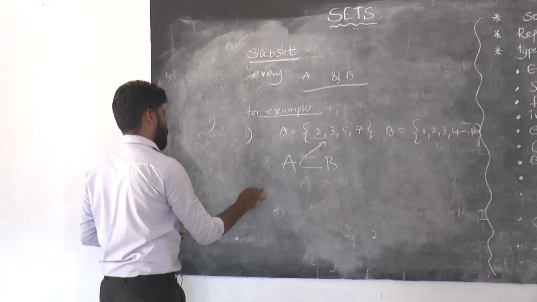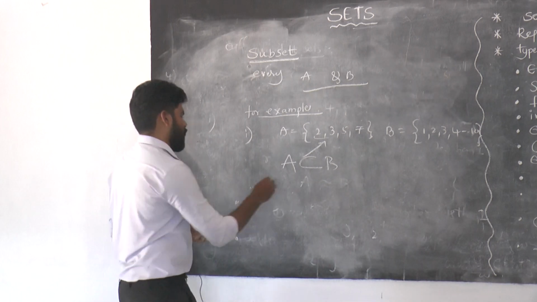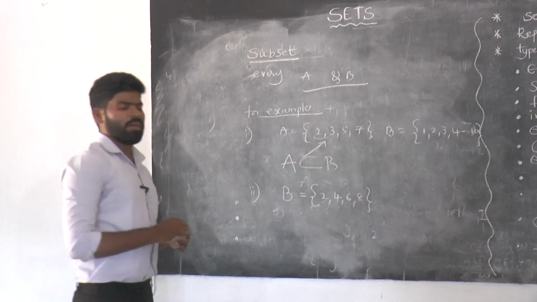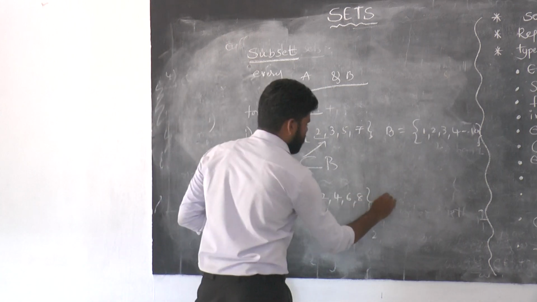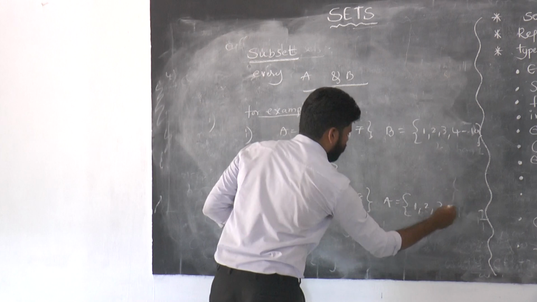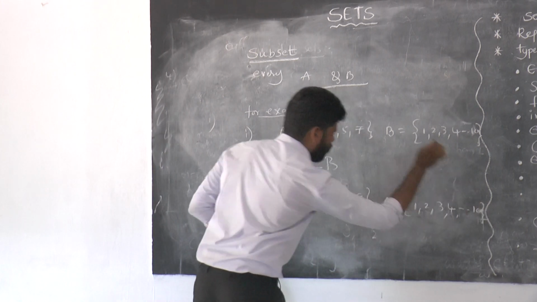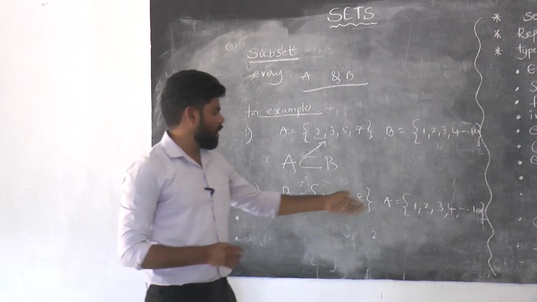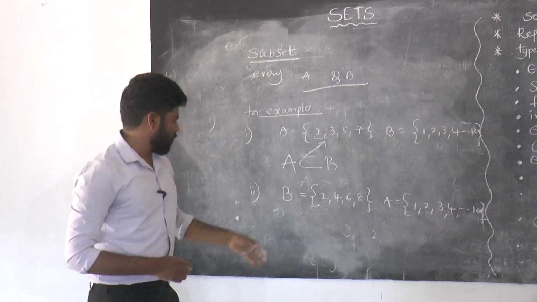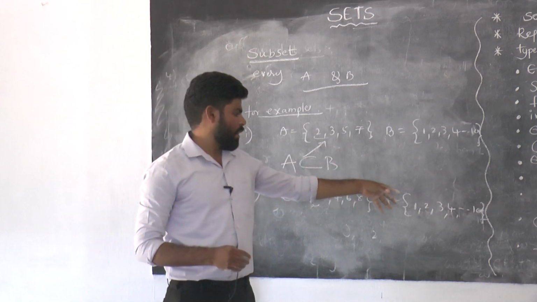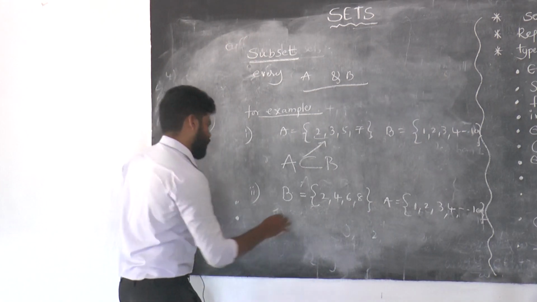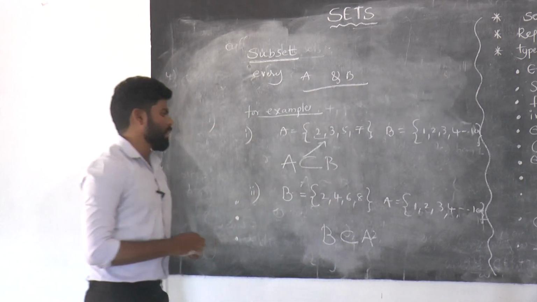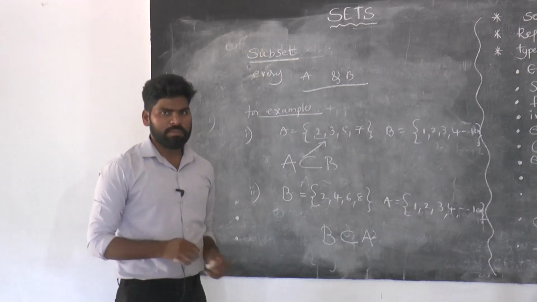Let's take one more example. B is equal to {2, 4, 6, 8}, and A is equal to {1, 2, 3, 4, up to 10}. So here B contains the elements 2, 4, 6, 8, and A contains 1, 2, 3, 4, up to 10. All the elements of set B are present in set A. So B is a subset of A. This is what is meant by subset of sets.